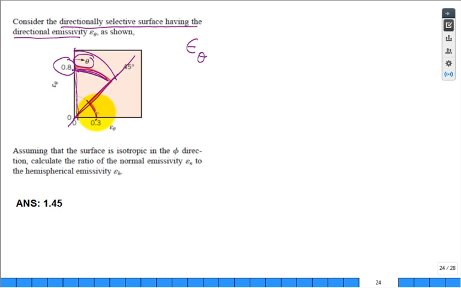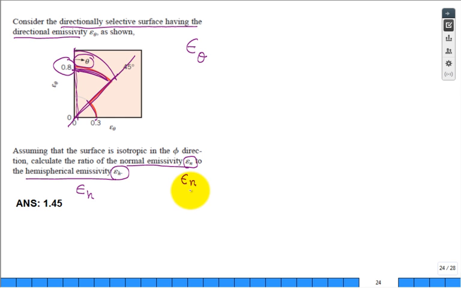Well, they do this so you can make the math a little more doable because you're going to do a setup and integration. Assume that the surface is isotropic in the phi direction, nothing preferential in going around in the phi, just in the theta. And then calculate the ratio of the normal emissivity to the hemispherical emissivity. Often the hemispherical emissivity, they'll just give epsilon without any subscript. Here they've given it the symbol H. The problem is, I can tell you this is the epsilon with the symbol N.